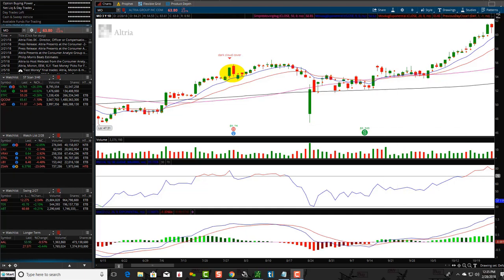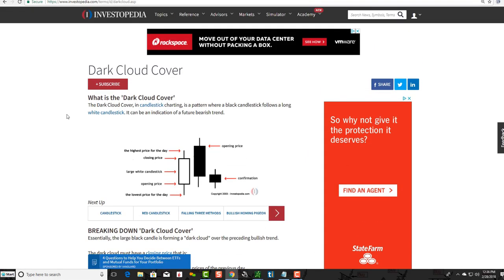Wanted to make this video on the candlestick pattern, the dark cloud cover. I'm going to show you here over on Investopedia.com, a really good resource that we use. You can really look up anything you want and get a definition on it, and they make things very simple. So I'm going to read the definition of the dark cloud cover.